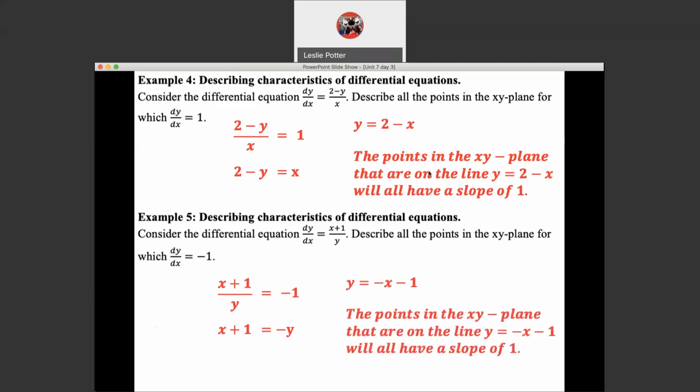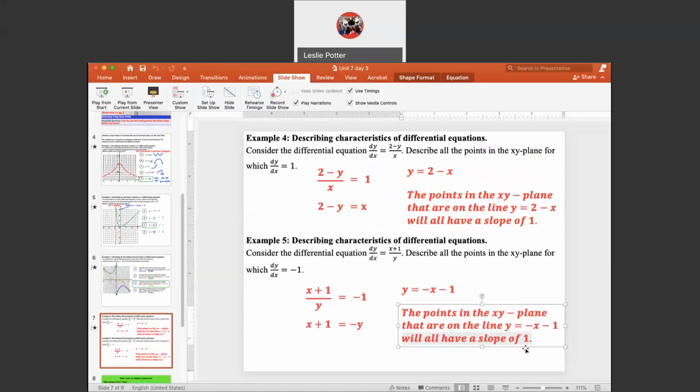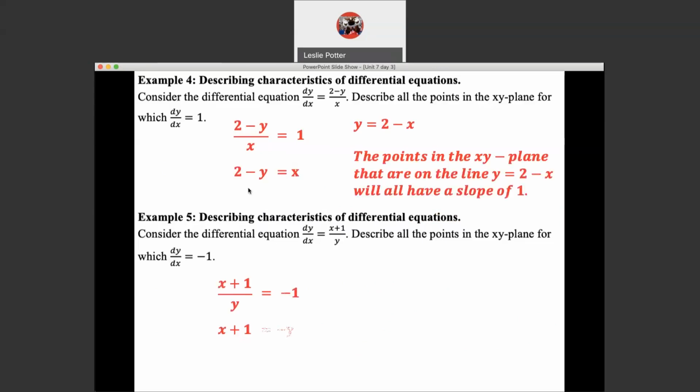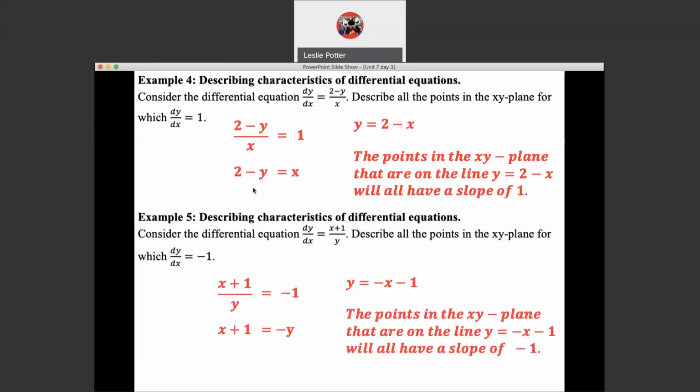So similar statement as above, the points in the xy plane that are on the line y equals -x - 1 will all have a slope of, it's a bad typo, we'll all have a slope of -1. Let me change that. We'll all have a slope of -1. There we go. Let me get the animation back to that point. So we'll all have a slope of -1. So there's my description of the condition that meets this requirement.